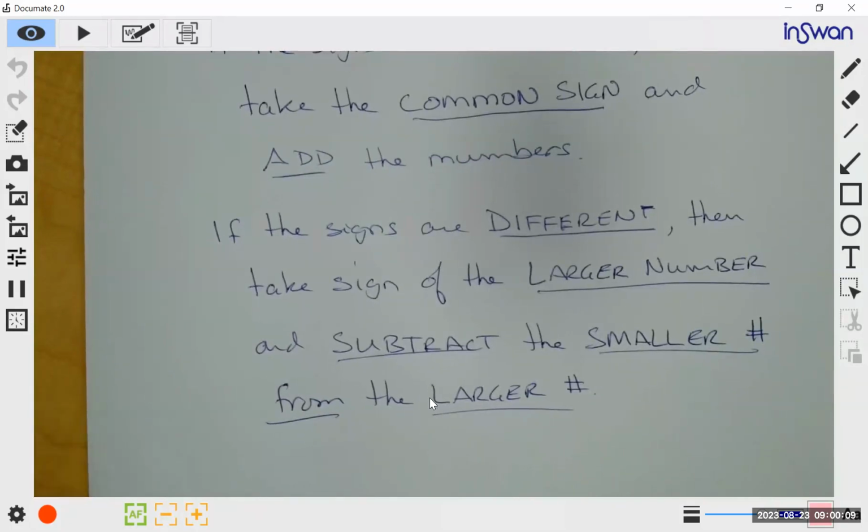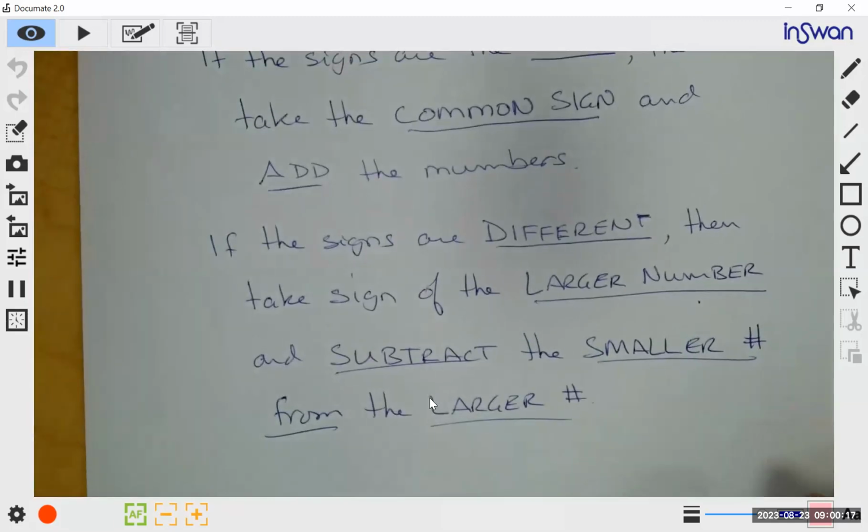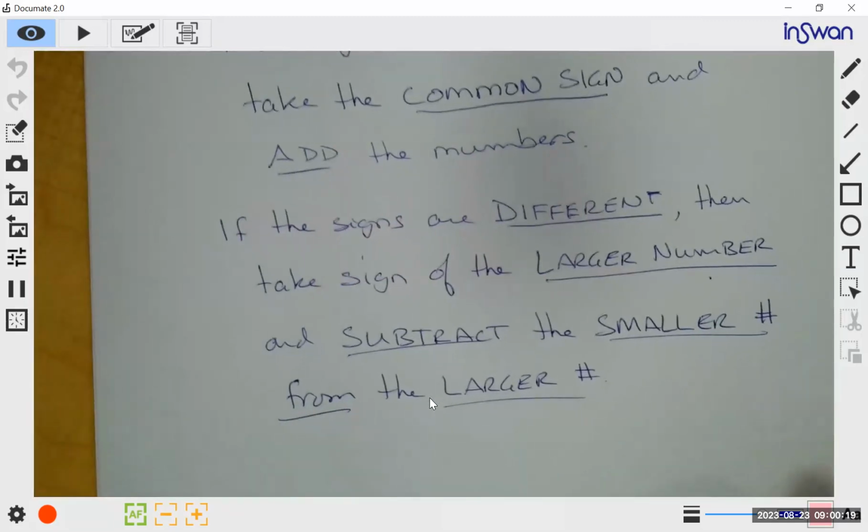If the signs are different, then take the sign of the larger number and subtract the smaller. So the bigger number minus the smaller number. That's what it means. So in our example, 8 minus 5.